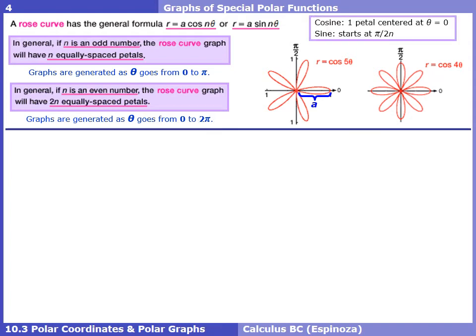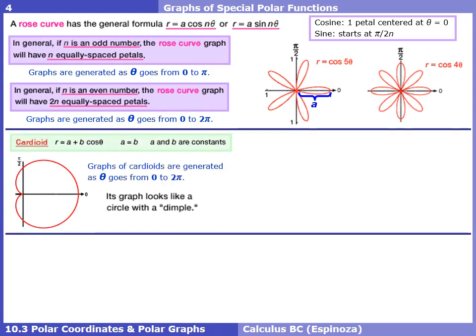And then just to wrap up the information you need for these rose curves, for cosine, there's going to be one petal centered at theta equals 0, like you can see right here in these two examples. For sine, on the other hand, and we'll take a look at one of these graphs a bit later, it starts at pi over 2n. So it's going to be somewhere over here in the first quadrant for the first petal, depending on how many petals there are. So those are our rose curves.